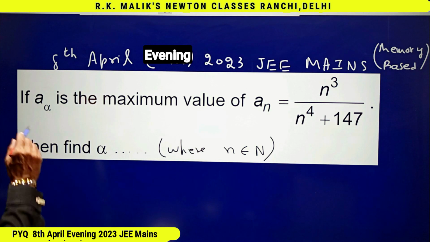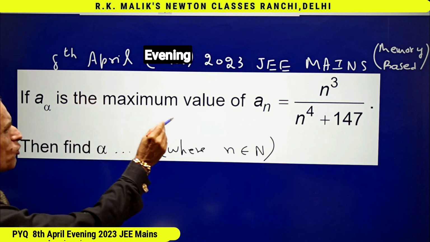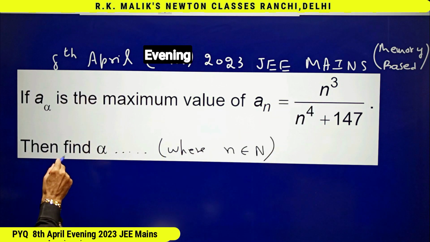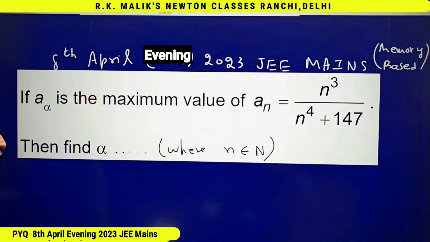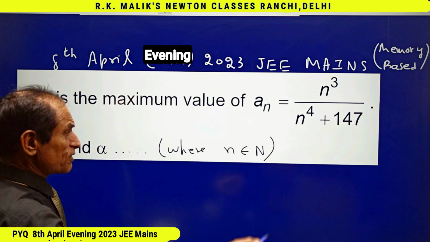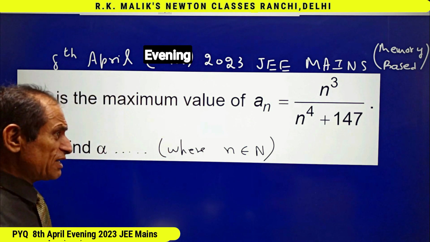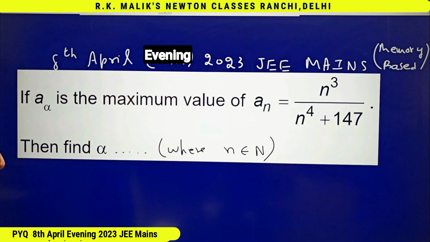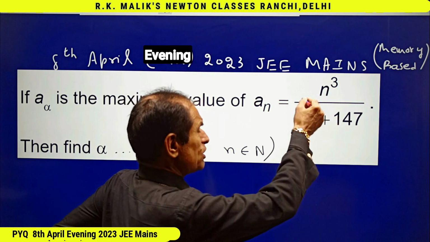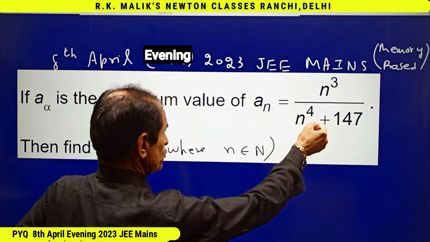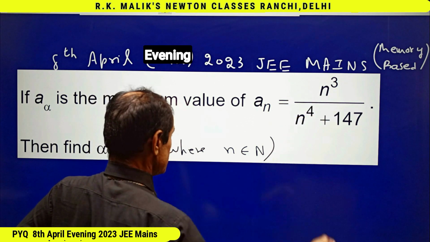In this question it is given that if A alpha is the maximum value of An equal to this, then find alpha where n belongs to natural numbers. I have found that most of the students do it in this way. They say that differentiate both sides with respect to n, but that is not correct, because differentiation is allowed only if it is given that n is a real number. But if n is a natural number, it is not possible to differentiate it.